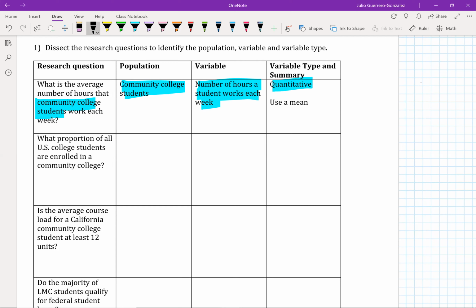So now next question. What proportion of all college students are enrolled in a community college? What's our population in this case? U.S. college students. What's our variable? Community college or not. And what kind of data is that going to be? Categorical. So if we have categorical data, what are we going to use to measure? Percentage. Right, percents. You guys see that?